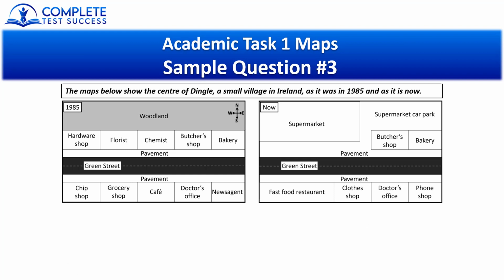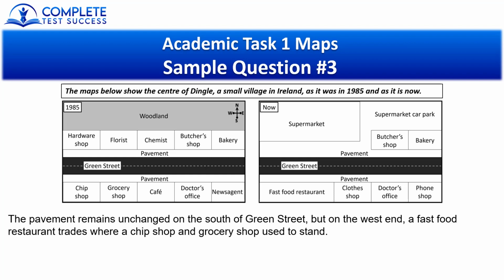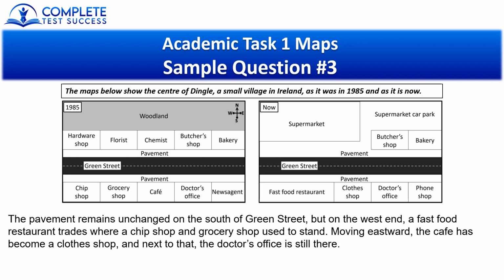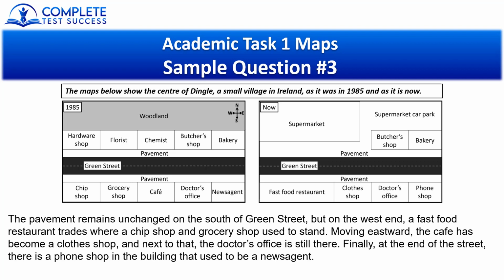And the final paragraph, the pavement remains unchanged on the south of Green Street, but on the west end a fast food restaurant trades where a chip shop and grocery shop used to stand. Moving eastward, the cafe has become a clothes shop, and next to that, the doctor's office is still there. Finally, at the end of the street, there is a phone shop in the building that used to be a newsagent.